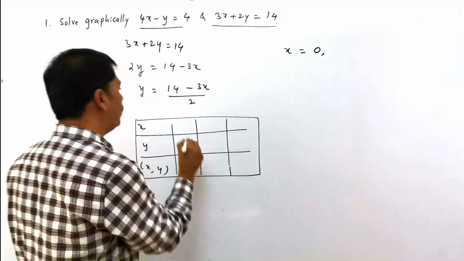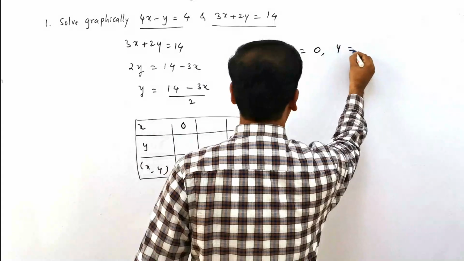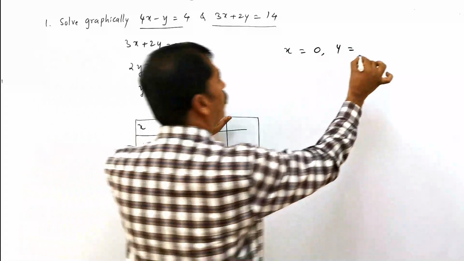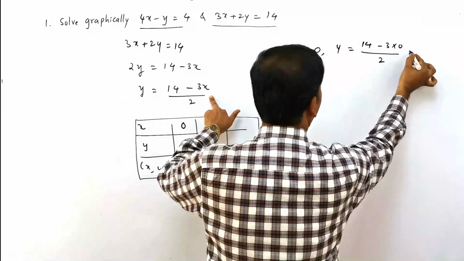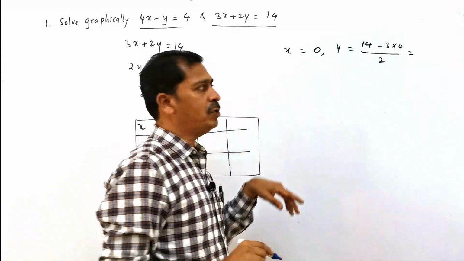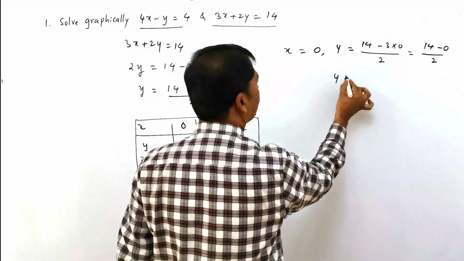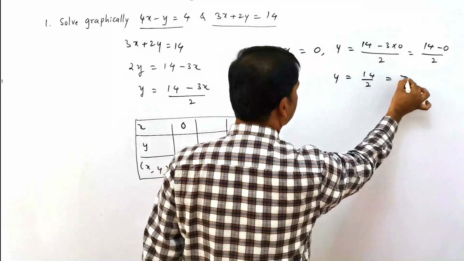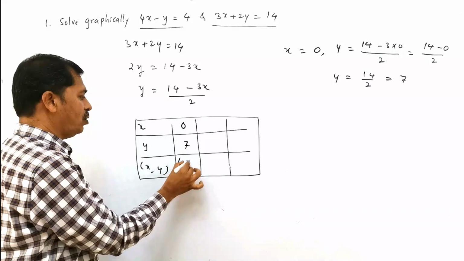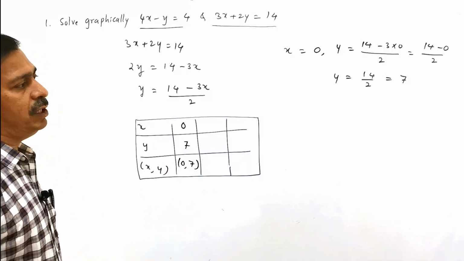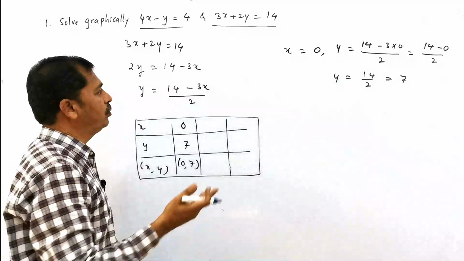If you put x is equal to 0, then what happens to the y value? Please concentrate here. y is equal to 14 minus 3x divided by 2. So this is equal to 14 minus 3 into 0, which is 0 only, divided by 2. So y is equal to 14 divided by 2, which means 7. So when x is equal to 0, the y value is 7 here. So take 0, 7 as the first coordinate. So next I would like to take, you may take 2, 4, no problem.